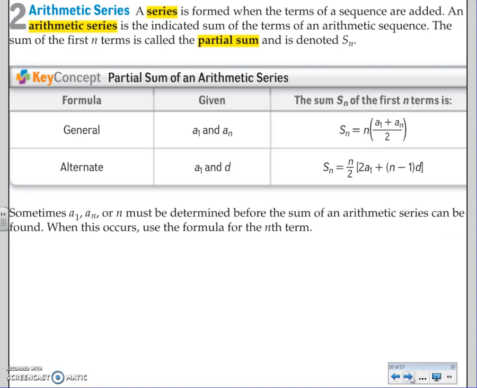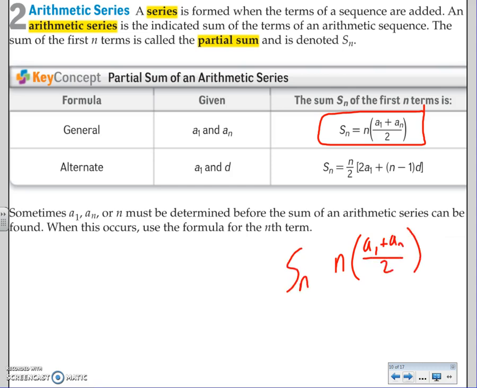Alright, we also have a series. A series is formed when the terms of a sequence are added. And an arithmetic series is the indicated sum of the terms of a sequence, and the sum of the first n terms is called the partial sum, and here are the formulas. Sometimes we have to know a1, an, or n before we can find the sum, but here's the formula, and there's a very good story with this. I'll probably tell you in class. But the sum will be the number of terms times the first term plus the last term, all over 2. Alright, the sum of the series is that.